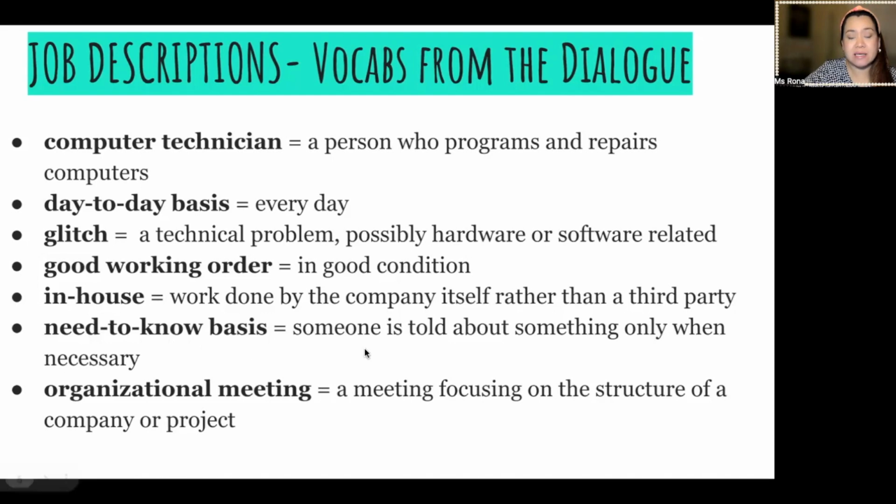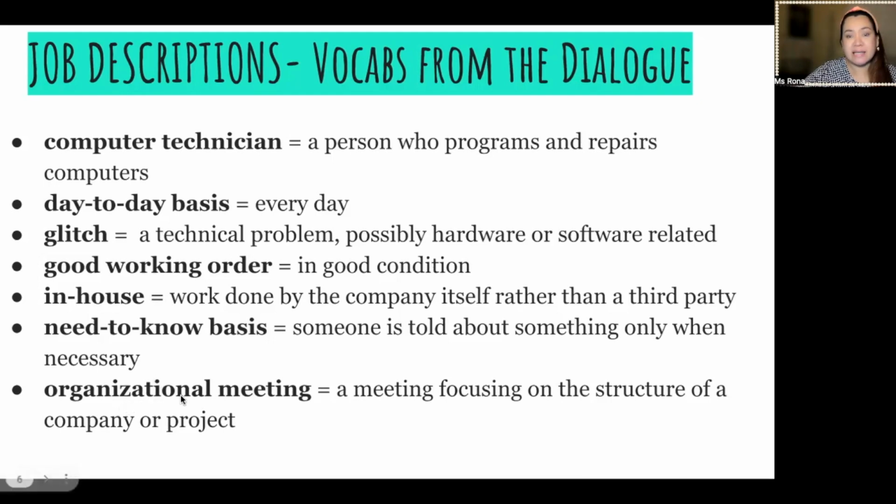Need to know basis. Someone is told about something only when necessary. So in some companies, especially here in the United States, or well, I would assume that most countries, it depends on the level of your responsibility and in the contract. Many workers are limited to the things that they know about the workings of the company based on their rank or based on their position, because there are many issues or information that are kind of sensitive, protected by company laws, company regulations. So when you say need to know basis, it's all you are told when it's only necessary for you to perform your job. You got it? Need to know basis. Okay.